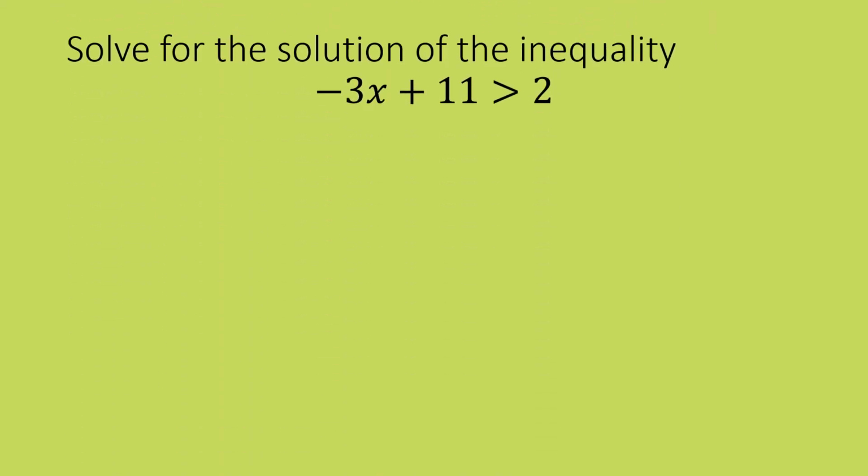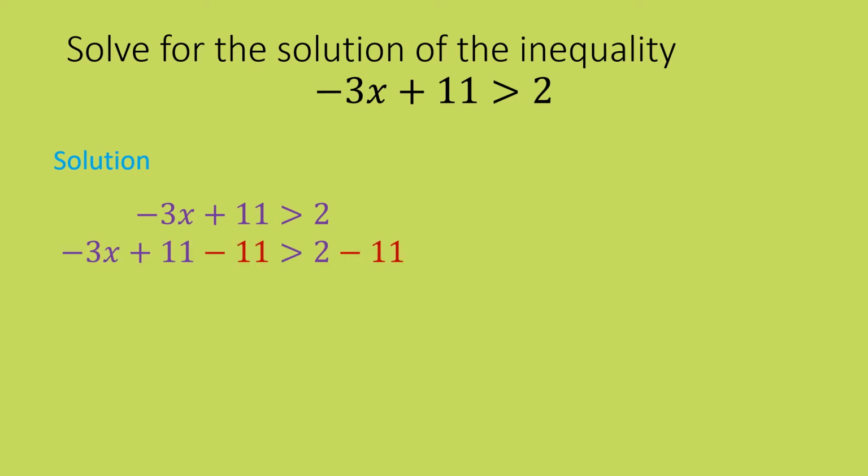Let's have this example: negative 3x plus 11 is greater than 2. So the solution is this one. We write the inequality, negative 3x plus 11 is greater than 2. What we need to do is deduct 11 from both sides. So we have negative 3x plus 11 minus 11 is greater than 2 minus 11. So we have the difference, negative 3x is greater than negative 9.